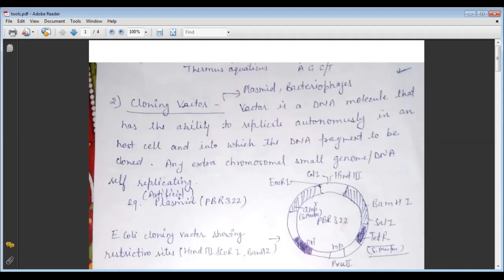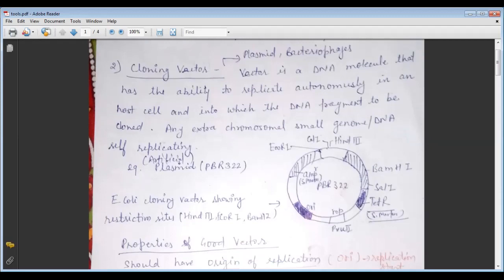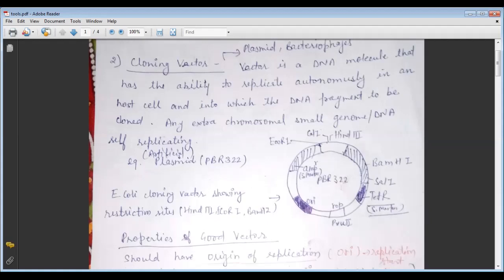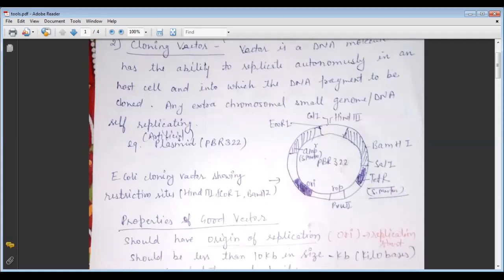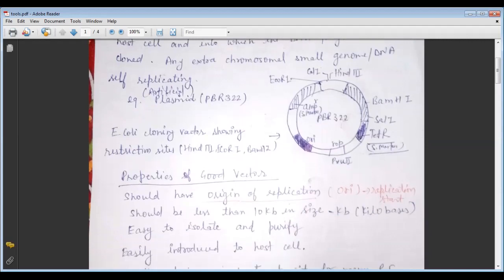Now we see that a vector is a DNA molecule that has the ability to replicate automatically in a host cell, and into which the DNA fragment to be cloned is inserted. Clear? So it is any extra-chromosomal small genome or self-replicating DNA. Here is one artificial plasmid that is called pBR322. Here is the structure of this artificial plasmid.